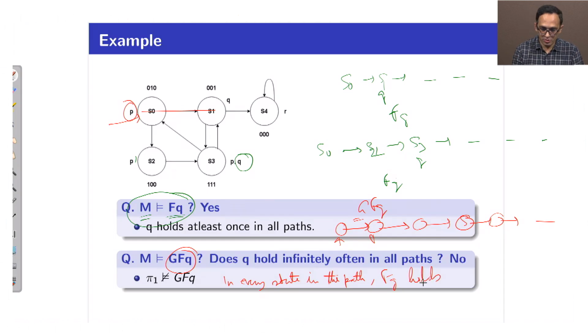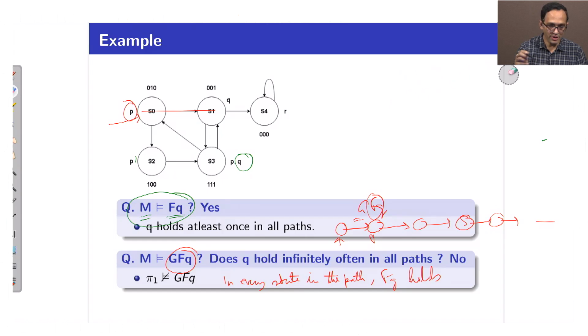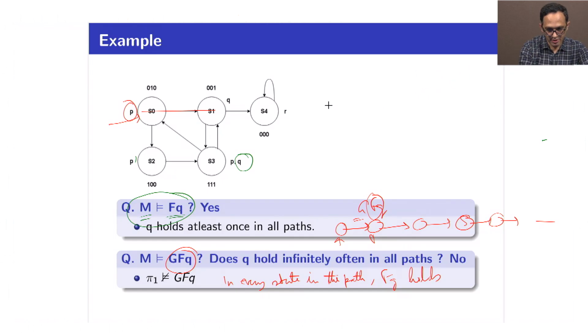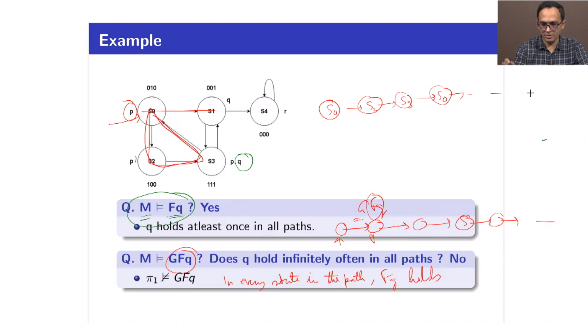Effectively you have to show that F of Q holds in every state. So now let me see one path here. As I mentioned, I try to identify a path in which this globally GFQ does not hold. So, let me take one path and show you. Let us say I am taking S0, then S2, then S3, then S0, and this loop will continue.